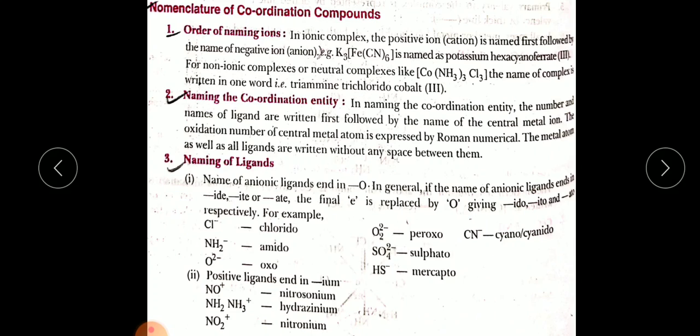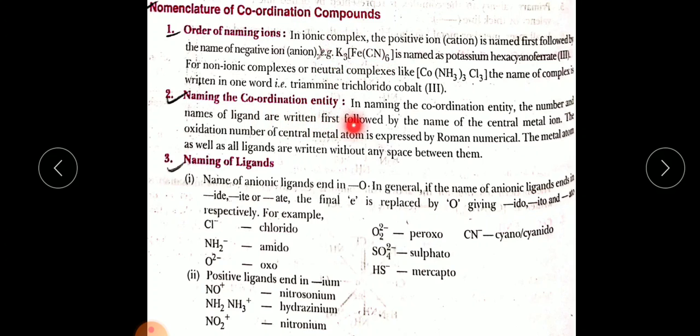Next, a very important part of this chapter: nomenclature, or writing the IUPAC name of the coordination compounds. What are the different rules, and how to write? So first is the ordering of naming ions. In an ionic complex, the positive ion, that is the cation, is named first, followed by the name of the negative ion, the anion. Say for example, in K3[Fe(CN)6], the name is potassium hexacyanoferrate. So the positive part is named first, then the negative one.